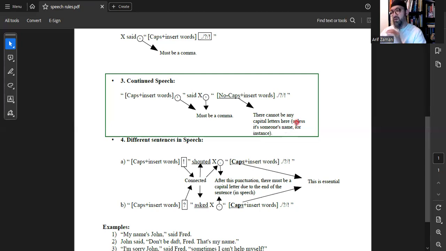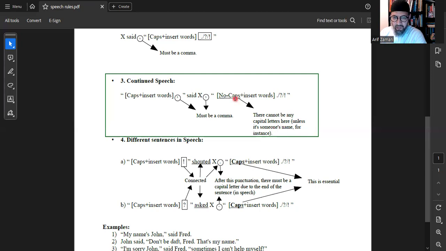I put that in brackets, unless it's someone's name, because I'm trying not to confuse it. The basic rule is everybody's names should be capital letters because it's a proper noun. So knowing that rule, which you should know since infant school, junior school, I don't need to address that. What we do need to know is there are no capital letters here.